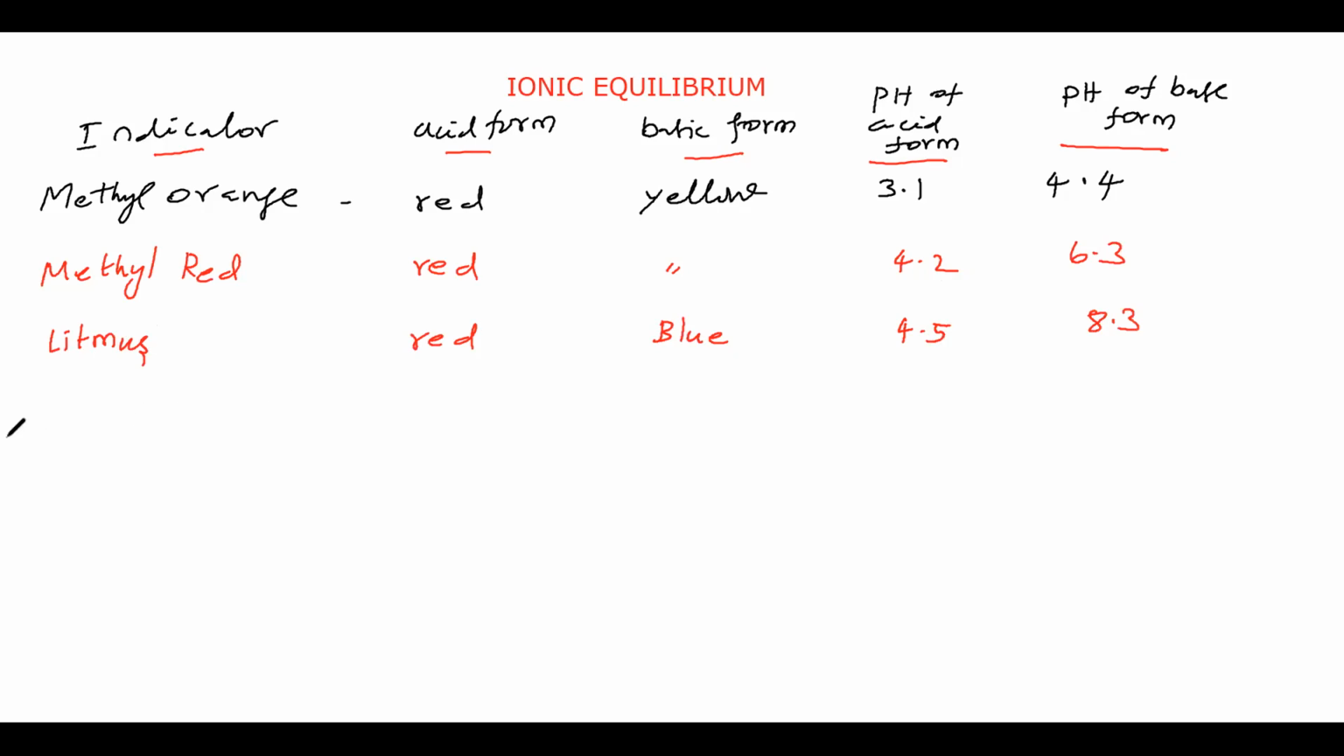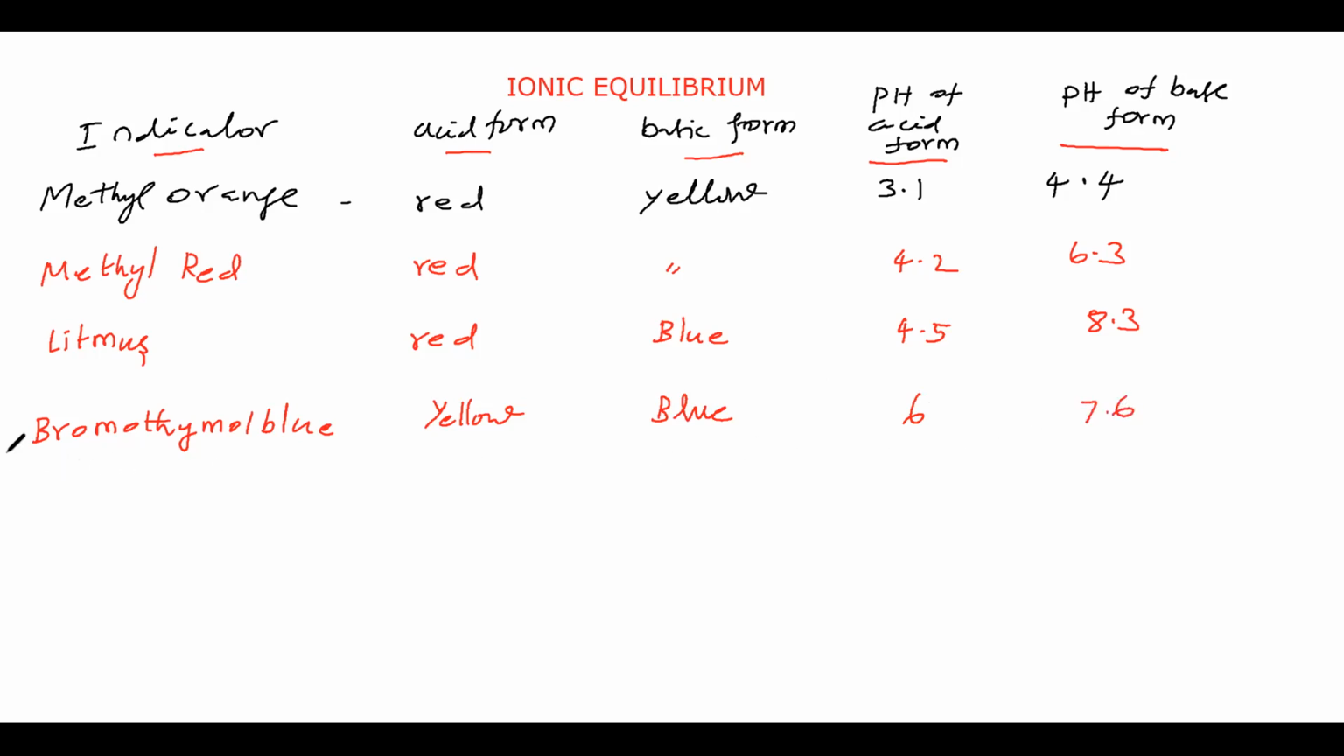The next indicator is bromothymol blue. For this, the acid form color is yellow and the base form color is blue. The pH of the acid form is 6, and the pH of the base form is 7.6.